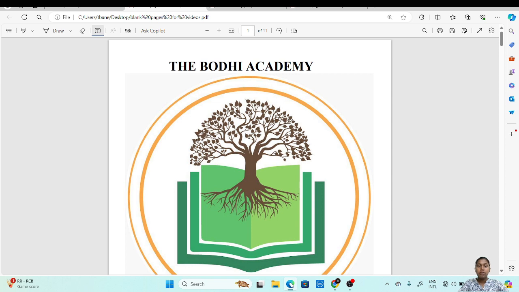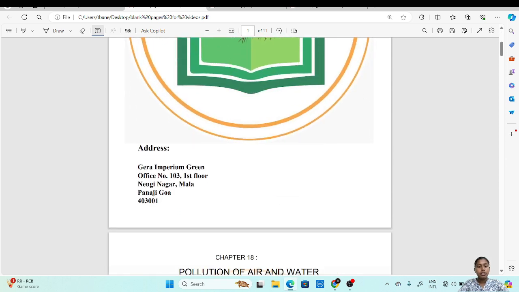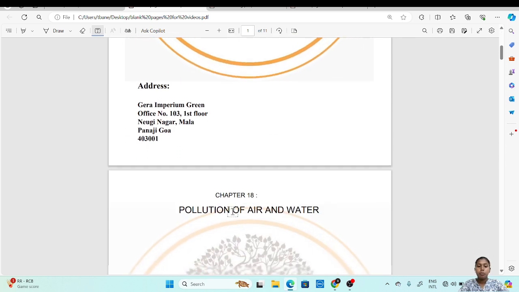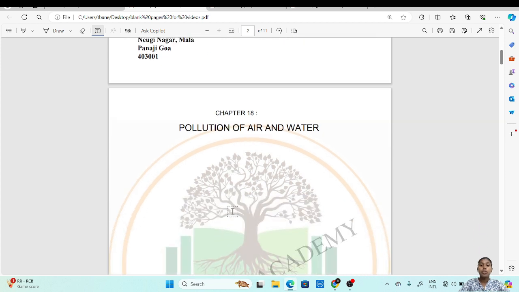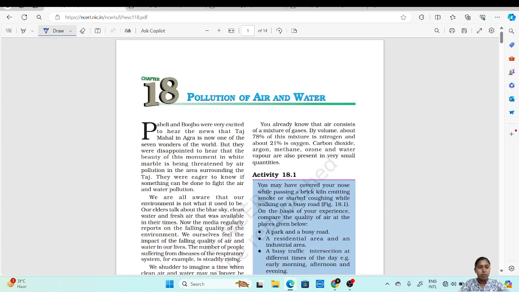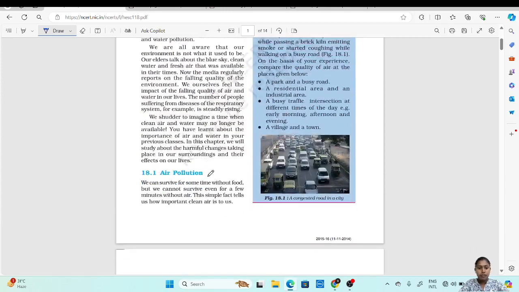So today we'll see the last part of the chapter, that is pollution of air and water. So far we have seen what is pollution and pollution of air. In today's class we'll start with pollution of water. So before that, what is pollution of air and how is air polluted? These are the things that we have learned, right?